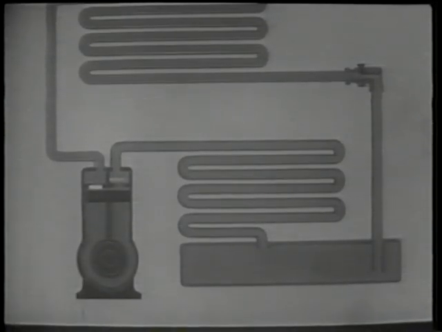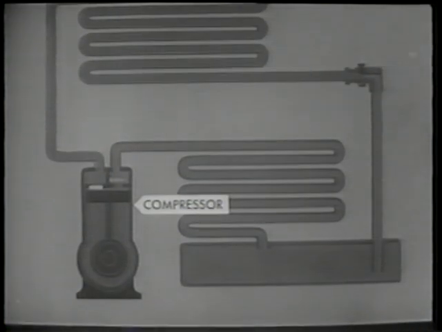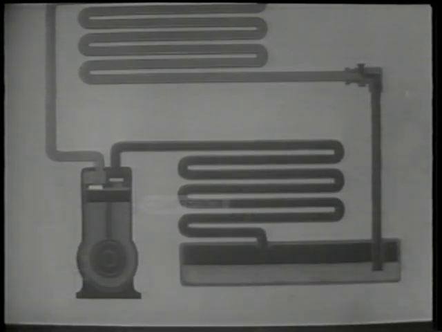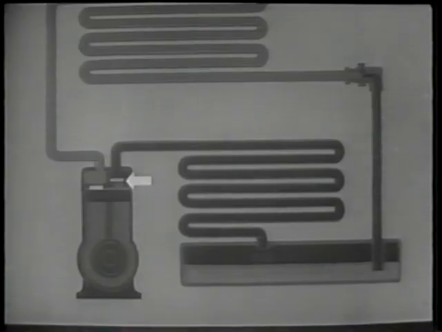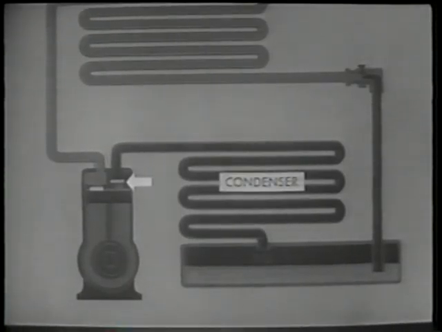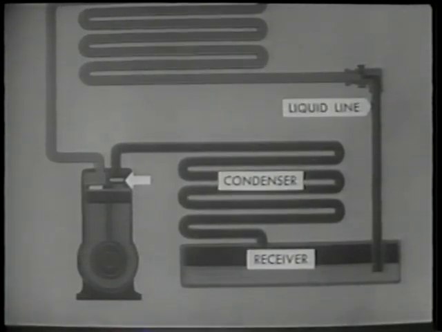The compression system, activated by a compressor, will be described first. It is divided into the high and low pressure sides. The high pressure side is that portion of the system through which the refrigerant travels under high pressure. This side starts at the discharge valve of the compressor and includes a condenser, the receiver or storage tank, and the liquid line.